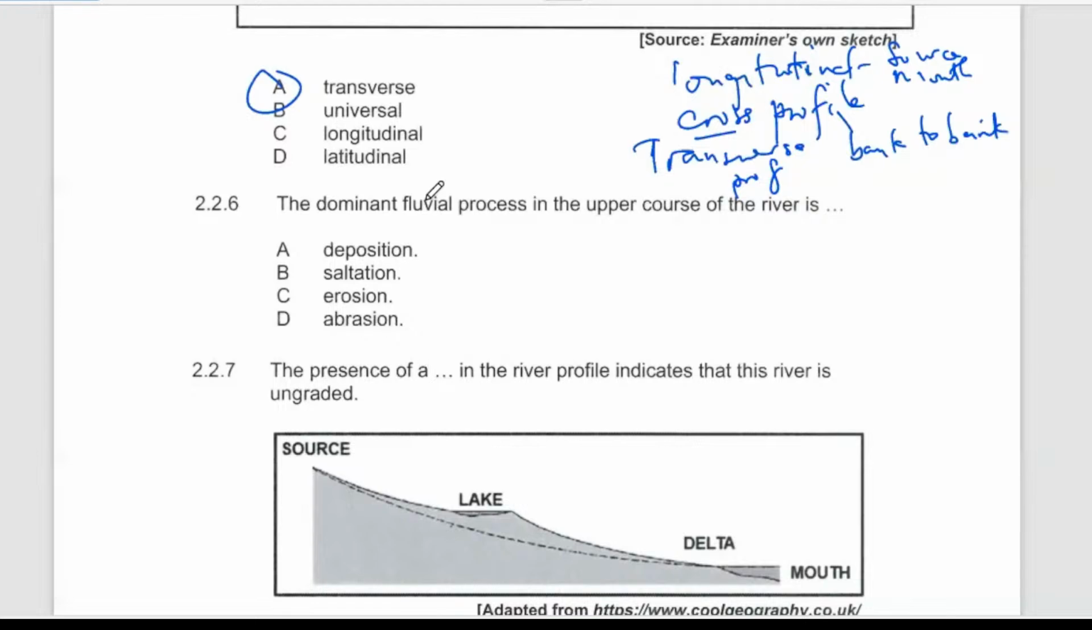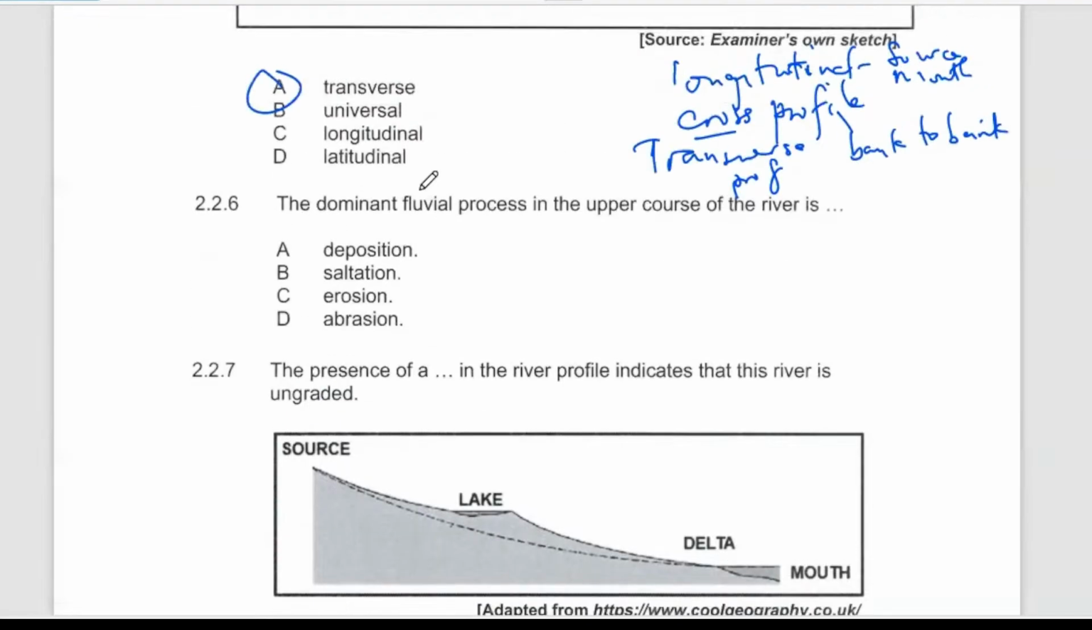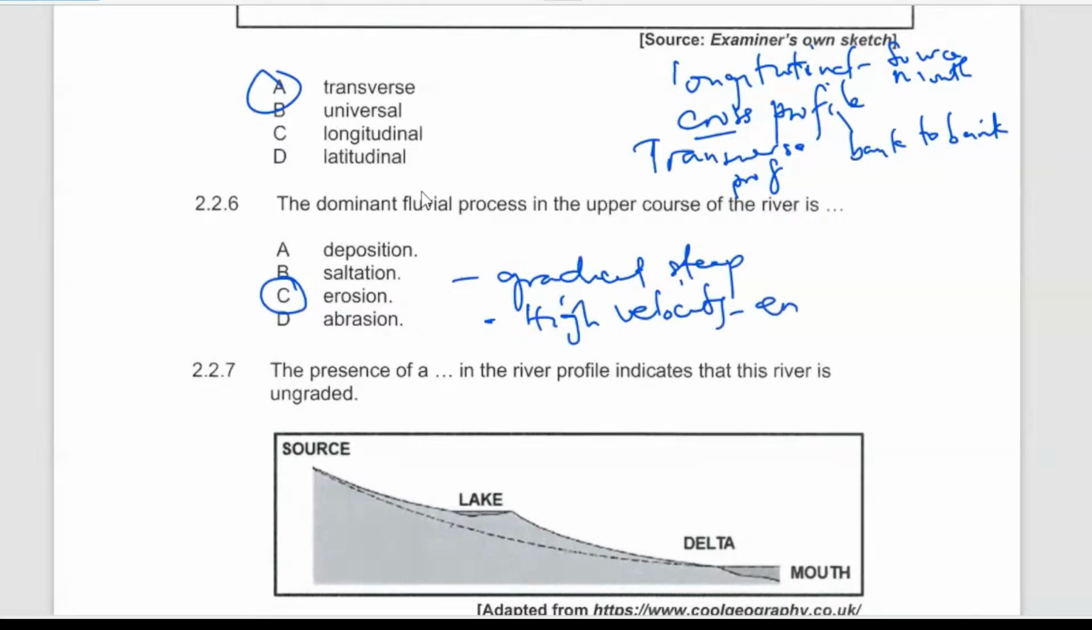2.26 says the dominant fluvial process in the upper course of the river is. In the upper course of the river, the dominant fluvial process is erosion. Why do we have high levels of erosion? It's because of the steep gradient. And because of the steep gradient, we have high velocity of flow. And because of the high velocity, it facilitates the erosive power of the river. The river is more energetic in the upper course.